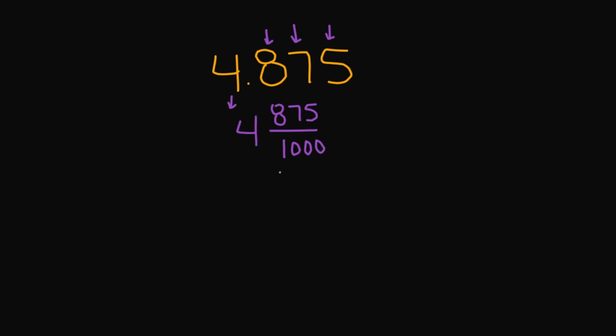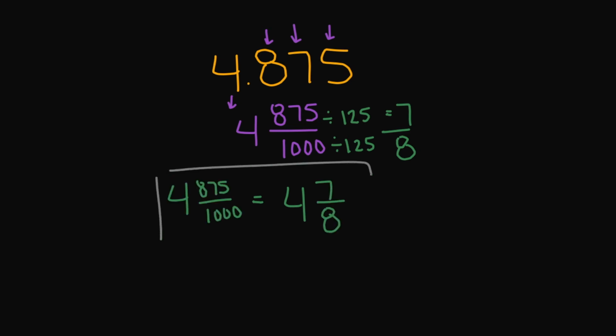initial problem here. And I can simplify my 875 over 1,000 because the number 125 goes into both. So my numerator here is going to be 7 and my denominator is going to be 8. So if you simplify your answer, you're going to get 4 and 7/8. And these are your answers here.